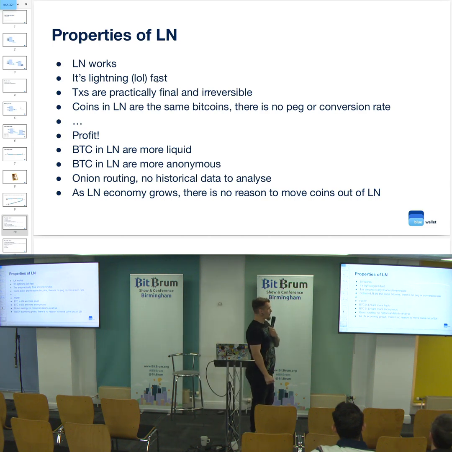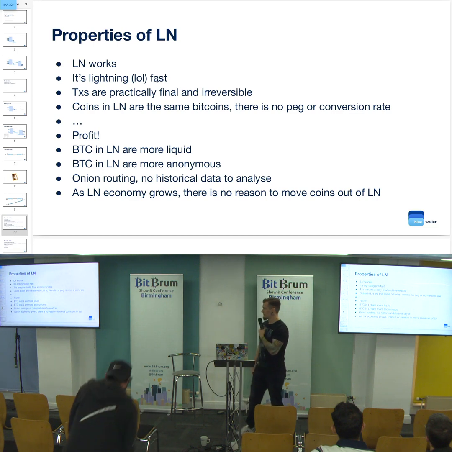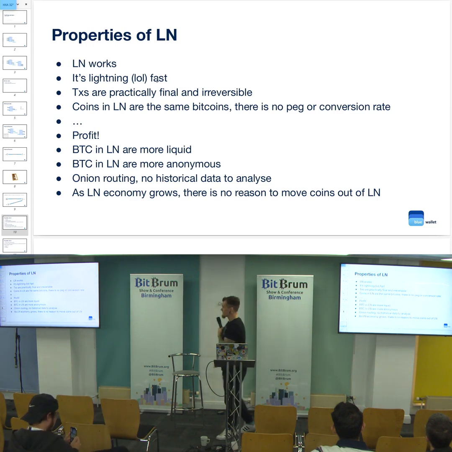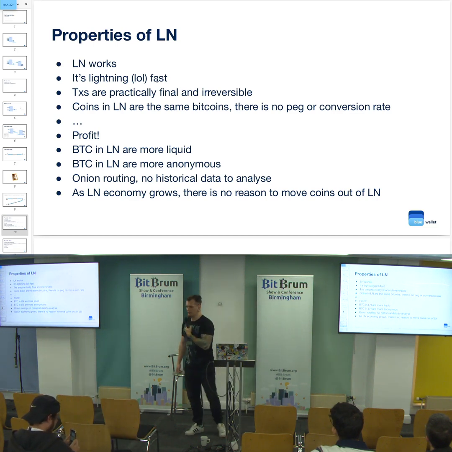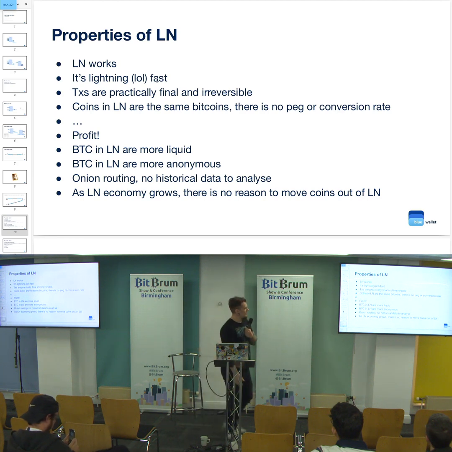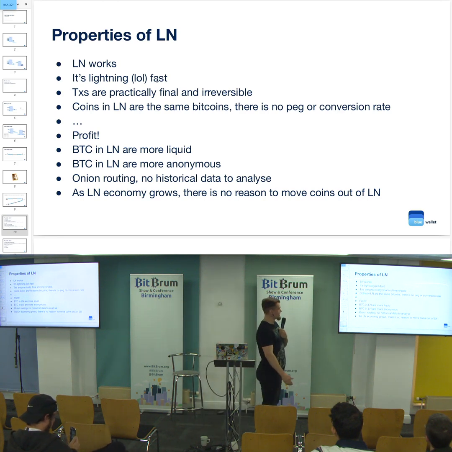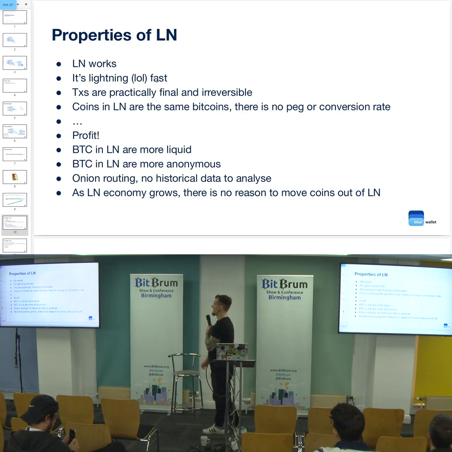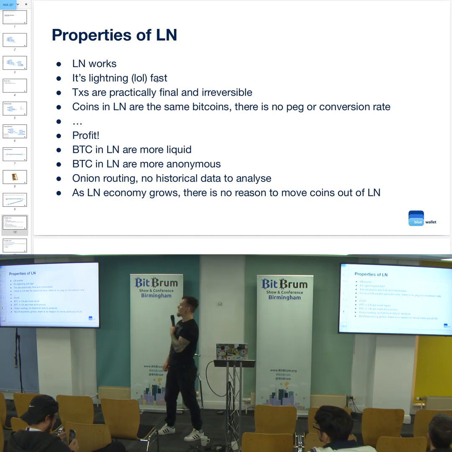And coins inside the Lightning Network are exactly the same Bitcoins as regular Bitcoins. There's no conversion rate. There's no peg. Sometimes people think, oh, how do I buy Lightning coins? I want to participate. Is there an ICO or something? No, there is no conversion rate, there is no peg.